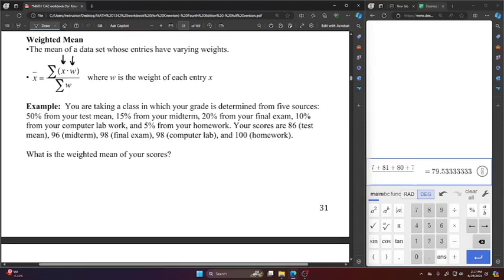So here we go. You're taking a class in which the grade is determined from 5 sources: tests, midterm, final, lab, homework. Pretty similar to what we got, right? Homework, quizzes, chapter applications, exams. Yes? So how can we compute our grade in the class? What do I do to find your grade in the class at the end of this course, right? I do this. So here we go. I got 50% from your tests, 15 from the midterm, 20 from this.